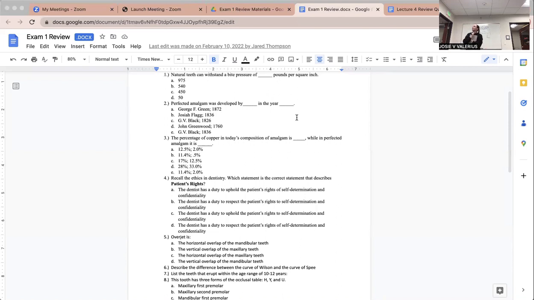And then the percentage of copper in today's composition of amalgam is blank, for perfected amalgam it is blank. 11.4 in today's and 2%. Yes, so E for that one. And then who can recall the correct statement that describes the patient's rights?